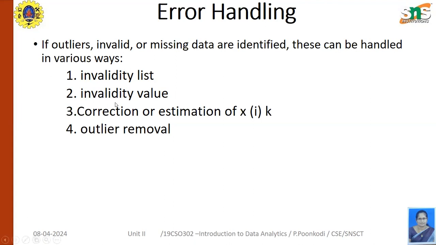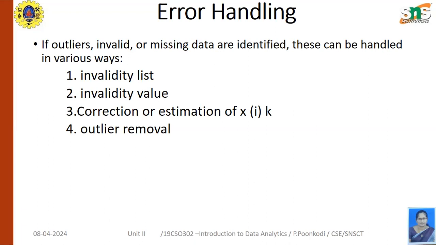The next one is invalidity value. Invalidity value means if the given attribute name has some age factor, and in that particular age factor, if we give a gender, male or female, that may cause invalidity value. Then the third one is the correction or estimation of x of i of k.